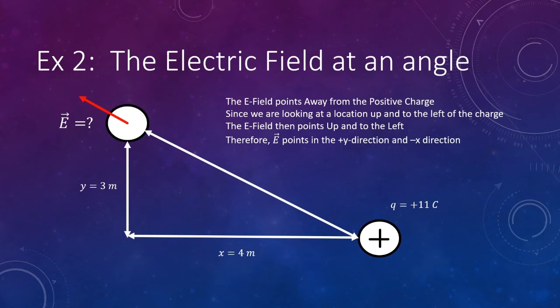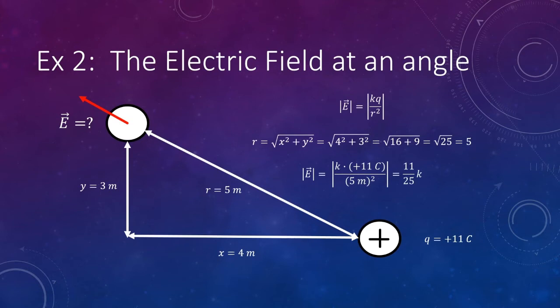Next step is to get the magnitude. The magnitude goes like kq over r squared. So we need that overall distance from the charge to where we want to find the field, r, which we can do just with the Pythagorean theorem. It would be x squared plus y squared all under the square root. So we have 4 squared and then 3 squared. We'll end up with an overall distance of 5 between the charge and where we want to find the field. So the magnitude of the field, kq over r squared, would be k times 11 over 5 squared, to end up with 11 over 25k for the magnitude.